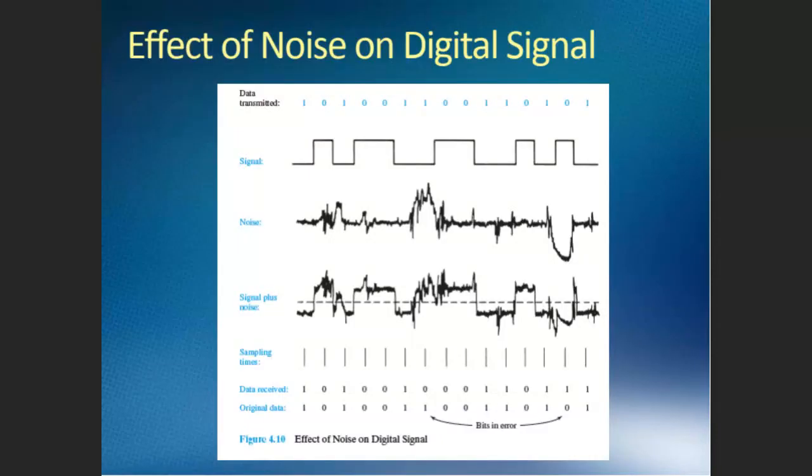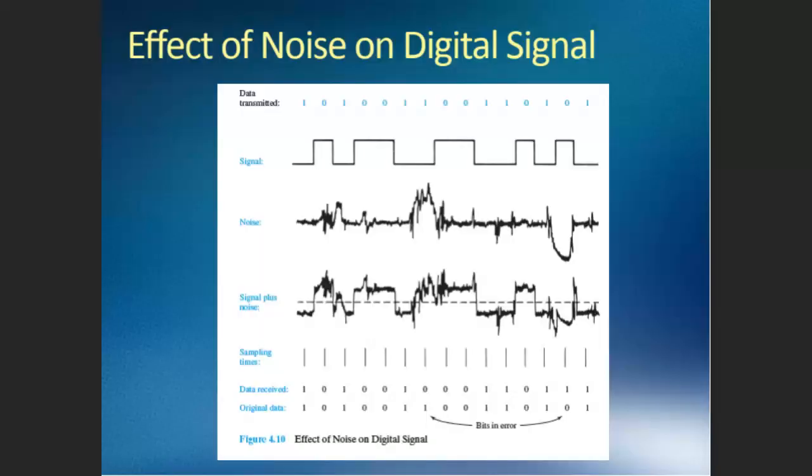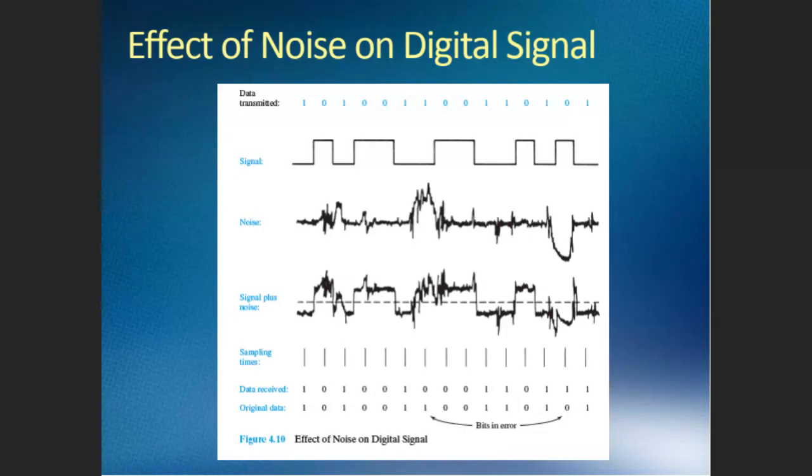This is the effect of noise on a digital signal. You see here, this is my signal, very nice and neat. Then noise is coming. What will happen to the signal? Look how horrible. Can you tell this is 1 or 0? Almost. But if the noise is heavy, you cannot tell whether it's 0, or the 0 can become 1, and 1 can become 0.